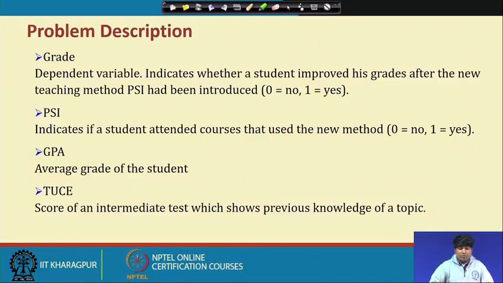So the dependent variable indicates whether a student improved his grade after the new teaching method PSI has been introduced. It is a yes/no kind of situation, and it is predicted by 3 indicators. PSI indicates if a student attended courses that used the new method, GPA is the grade point average of the students, and TUS is the score of an intermediate test which shows previous knowledge of the topic. So these are the 3 variables through which we have to predict whether there is a grade change after this new mechanism or not.